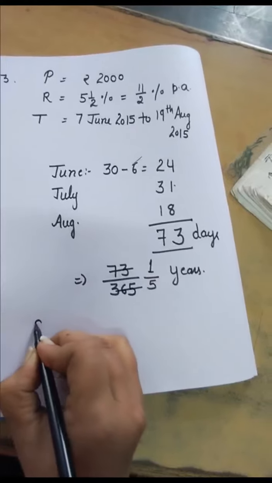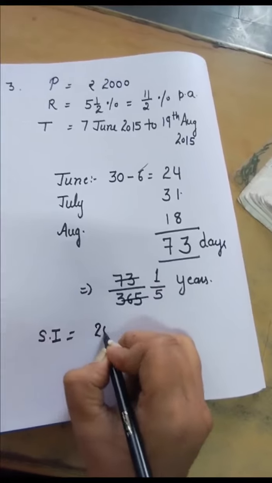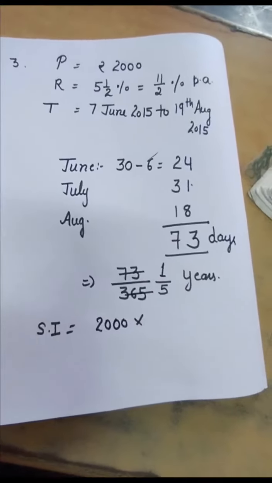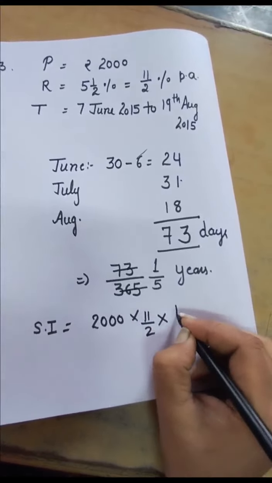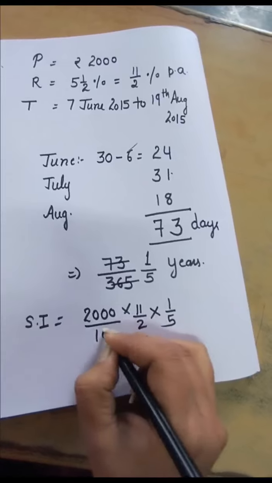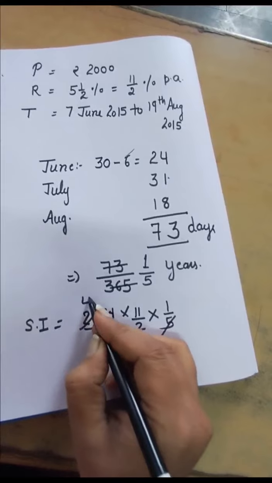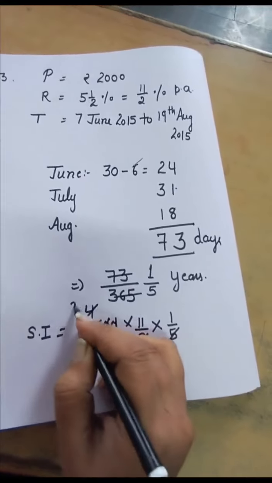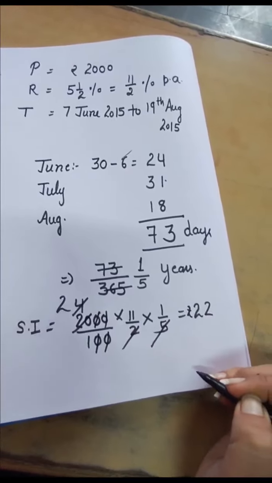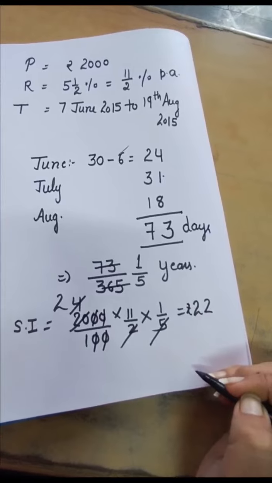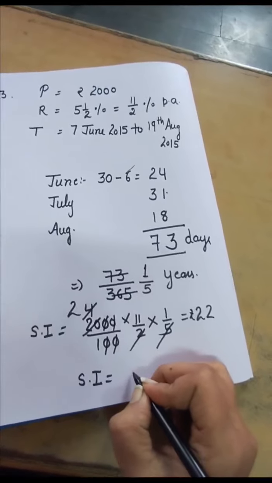So now we have to calculate the simple interest. That is principal into rate, that is 11/2, into years, 1/5, divided by 100. So zeros are cancelled by 0. Now 20 divided by 5 is 4, and 4 divided by 2 is 2. So 11 2s are 22. So this is the amount which you will get as simple interest. So rupees 22 is the simple interest.